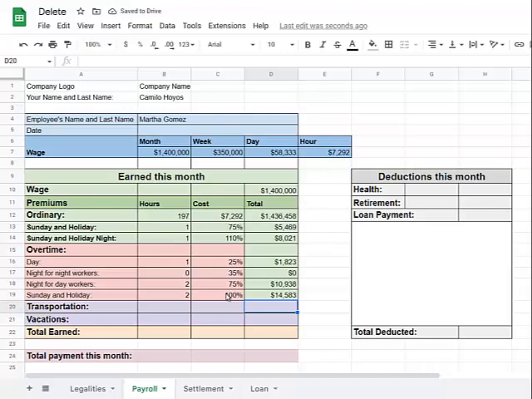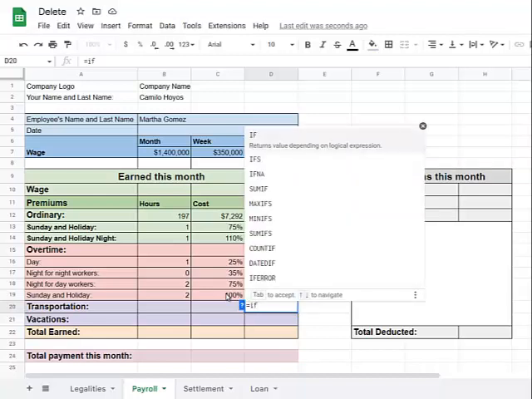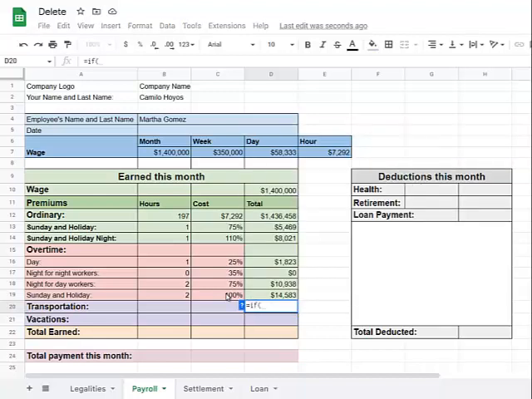This is a pretty cool formula because if you work more than twice the minimum wage, you don't get transportation, only if you work less than that. So let's create an if formula. So equals if, it's an if statement, then you open parentheses.